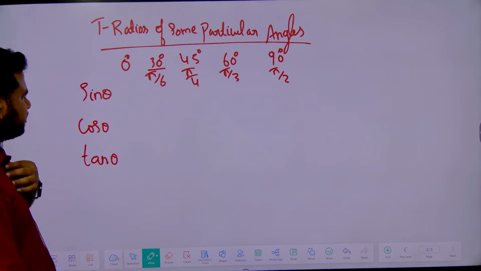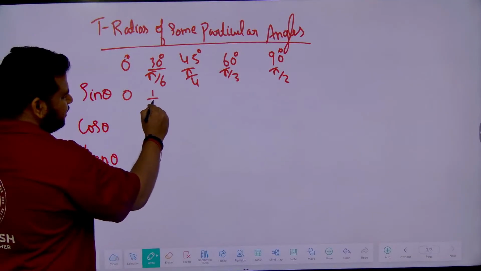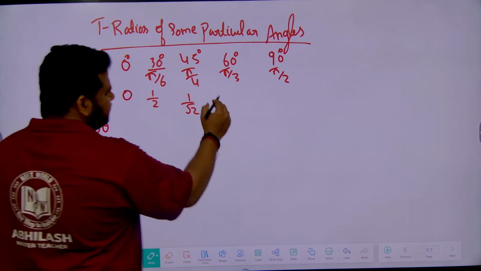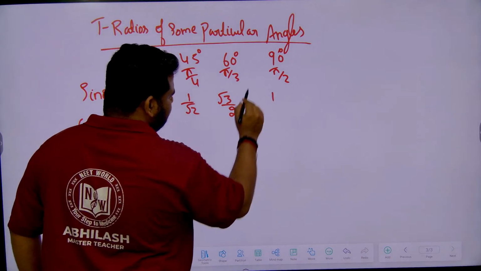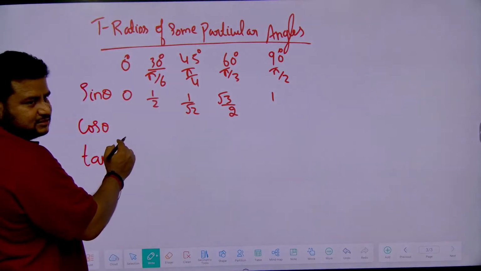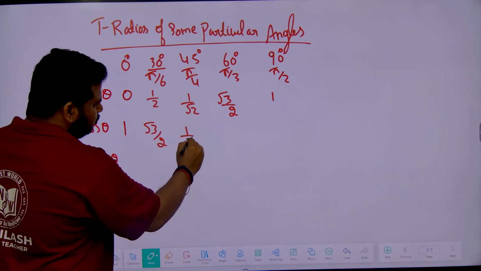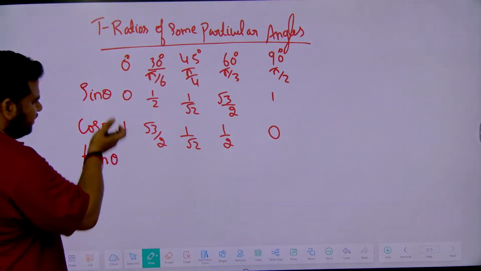Okay, now let us look at the values. Sin 0 is 0. Sin 30, or pi by 6, is 1 by 2. This is 1 by root 2. Okay, what about this one? Root 3 by 2. And this will be 1. And this you write in reverse order for cos. Those of you who learnt: 1, root 3 by 2, 1 by root 2, 1 by 2 and this should be 0.